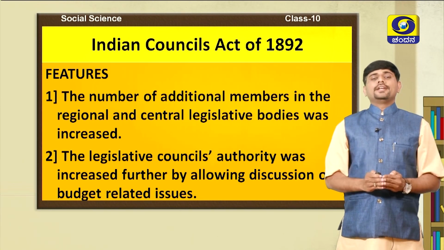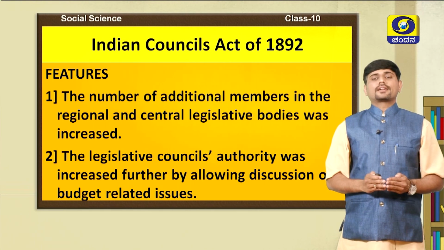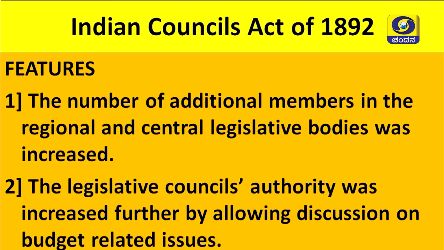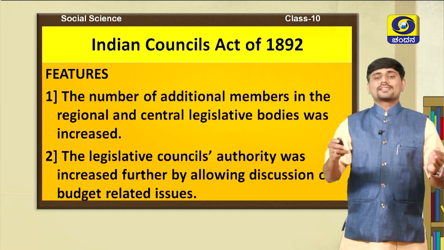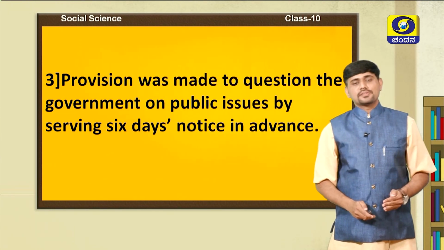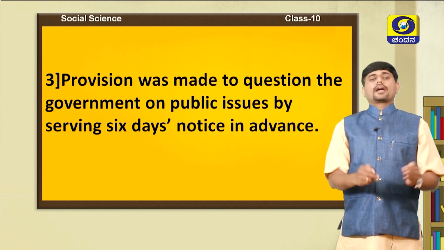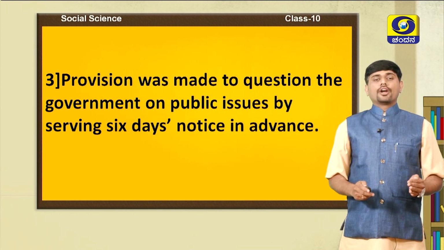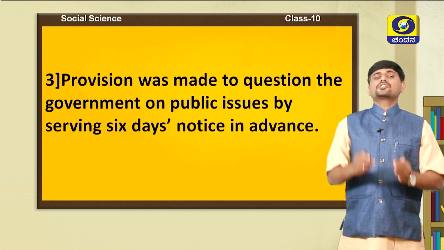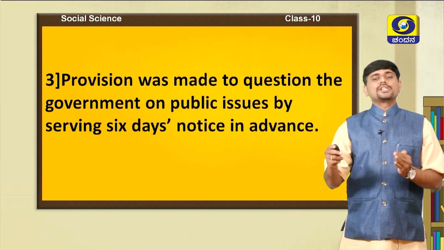The Indian Councils Act of 1892 has some important features again. The provisions of the Indian Councils Act of 1892: the number of additional members in the regional and central legislative bodies was increased. The legislative council's authority was increased further by allowing discussion on various budget-related issues. And the third provision of the act: provision was made to question the government on public issues by serving 6 days' notice in advance. A provision was given to question the government on public issues by serving a notice in advance.